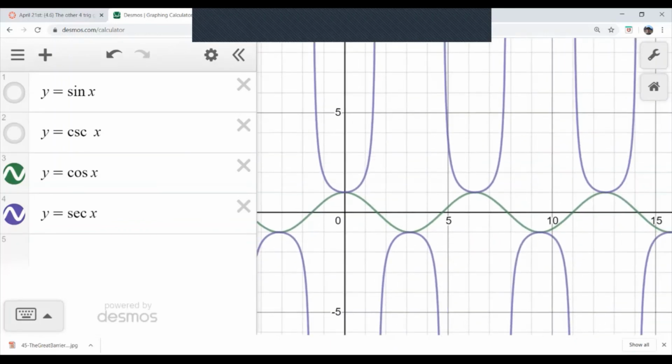That's it. Hope you enjoyed it. Tomorrow we'll look at the other two, tangent and cotangent. A little more to doing that, but once again, not too easy. You can do a little bit of 4.6. This is kind of the second half.